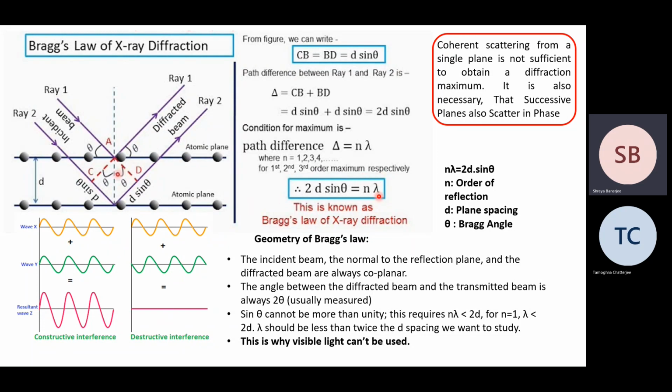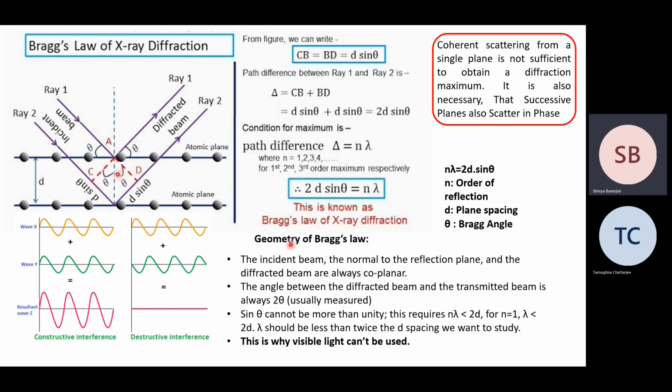So the condition for getting good intensity diffraction spots is that this path difference, or 2d sine theta, is an integral multiple of lambda. And n, the integer, is called the order of reflection. So when n is 1, we say it is the first order of reflection.